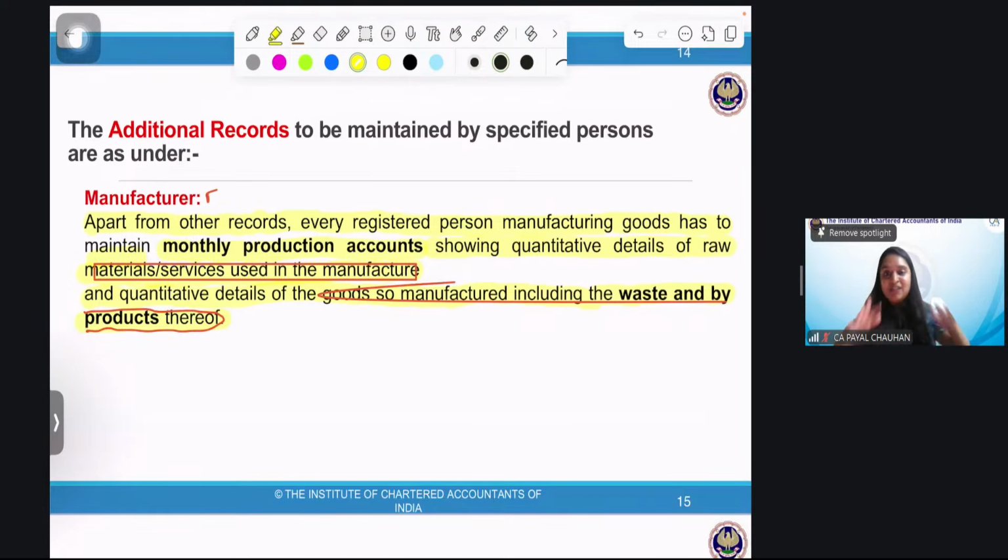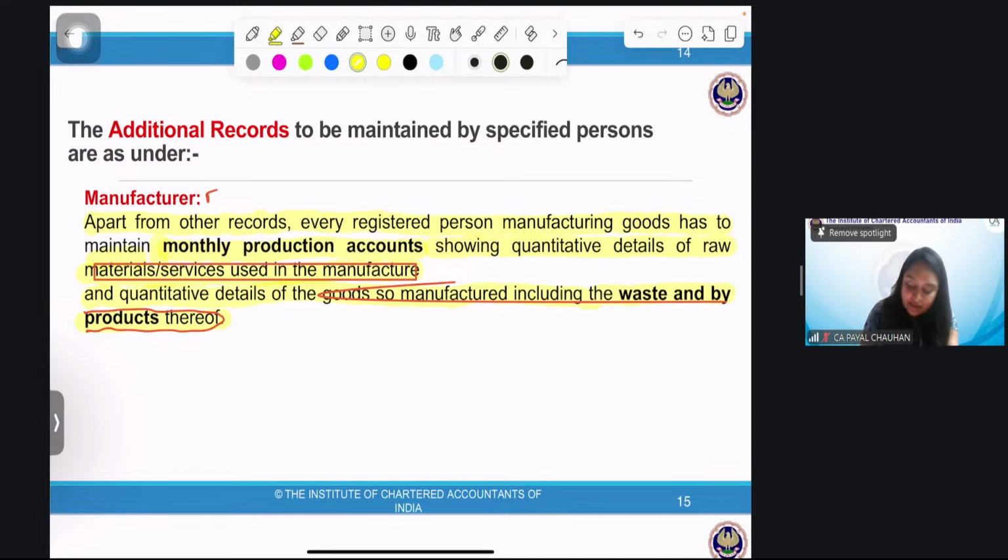Next, I'm a manufacturer. In the main books of accounts, I have a manufacturing and production account, true or false? See, section 35(1), the first point itself says the production and manufacturing of goods accounts. Yes, I'll have.